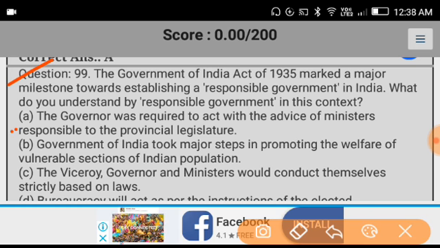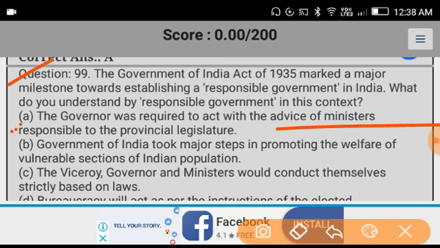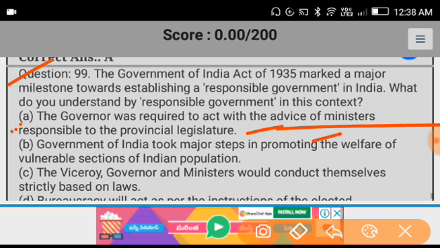So first option, the governor was required to act with the advice of ministers responsible to the provincial legislature. So yes, it is correct. The governor was required to act with the advice of ministers responsible to the provincial legislature. Yes, it is correct.